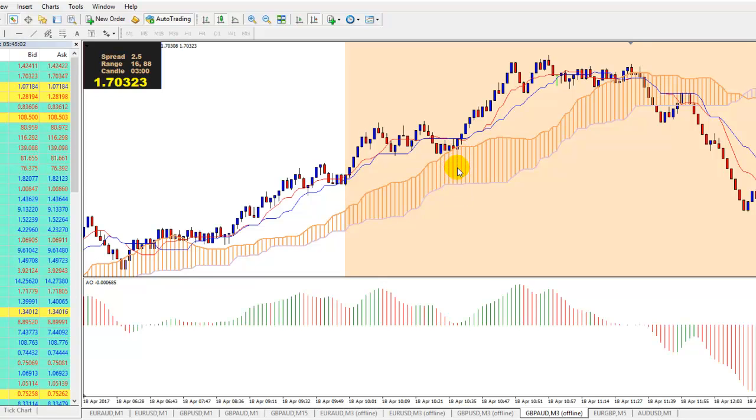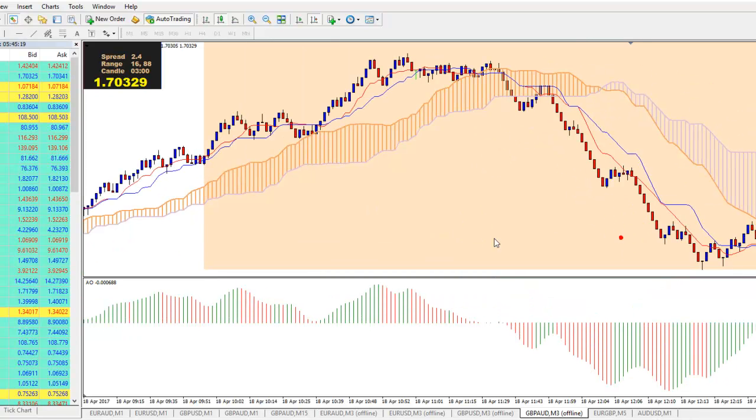I actually missed this one, which was in the early morning of the UK session. So you're looking for price to touch the cloud here, which it did, and then it closed above the blue line, which would be this candle here. And you would enter, you'd look for roughly 10 pips with a relatively tight stop as well.